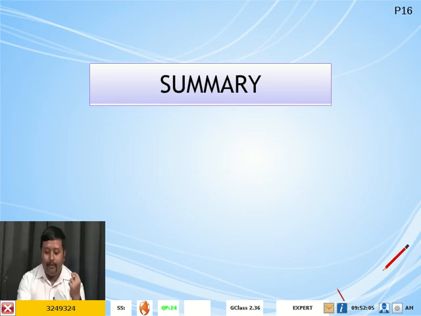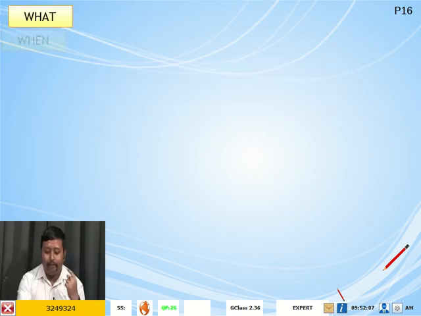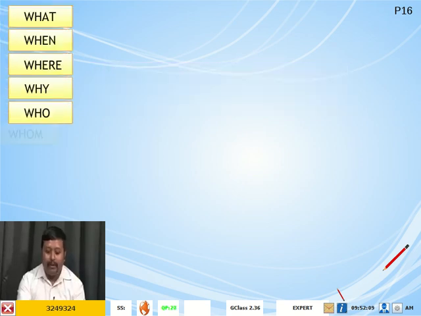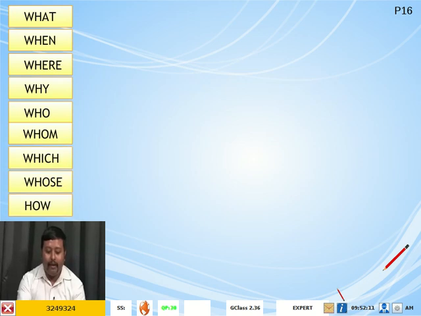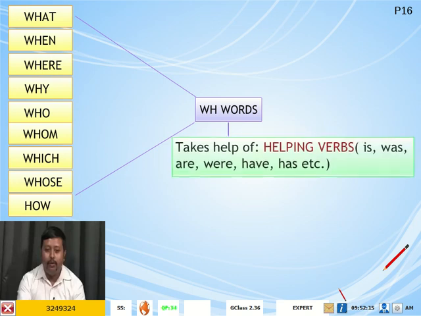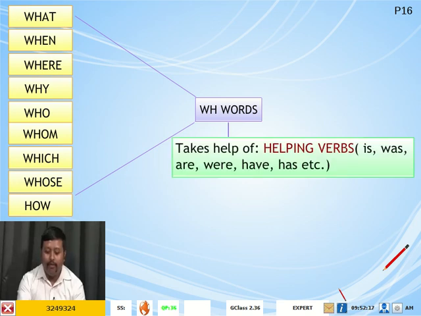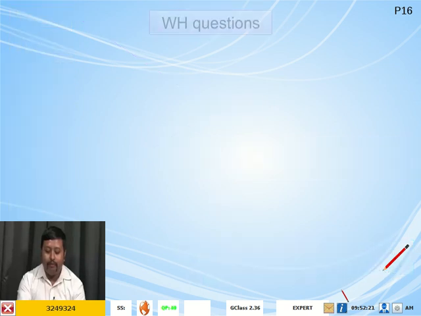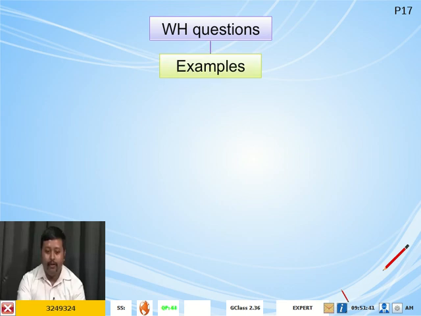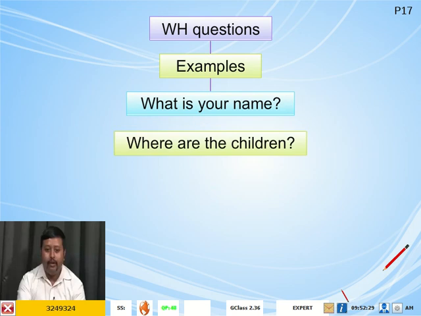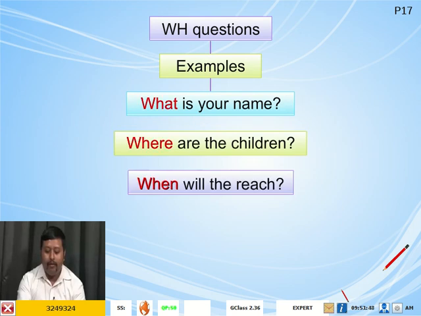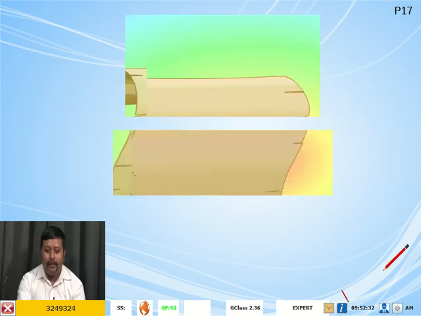Now let's have a look at the summary quickly. What do we have in the summary here? These were our WH words, and along with these WH words we use helping verbs and modal verbs, right? So WH questions are examples of what? What is your name? So all these things can be your examples.